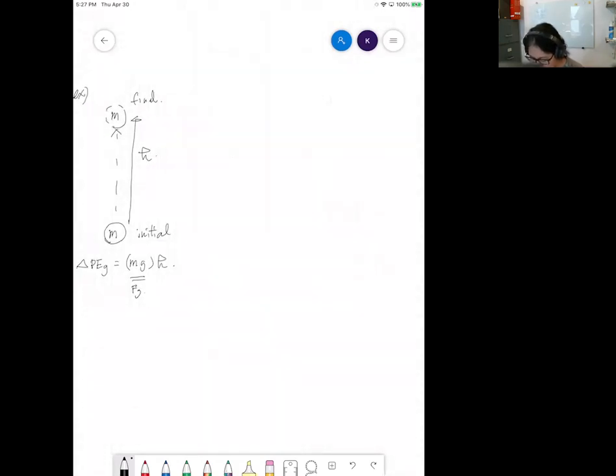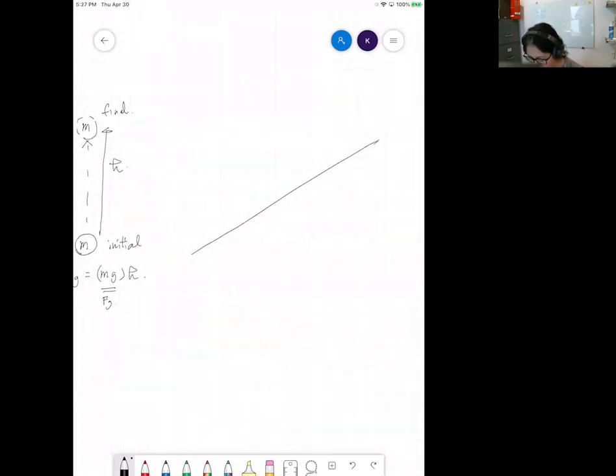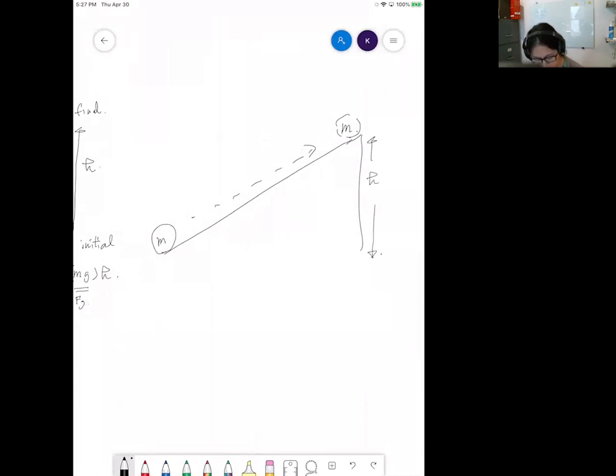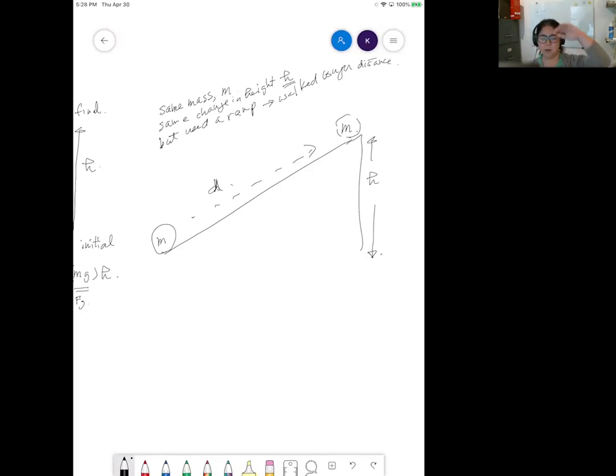What if I move this ball, exactly the same mass, but instead of moving vertically up, I use a ramp? It's the same mass, the same height, the same change in height, but I used a ramp. So you walked a longer distance to reach the same height, because you're not directly bringing it up.